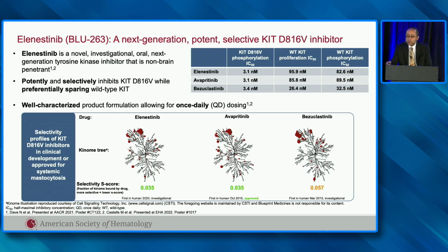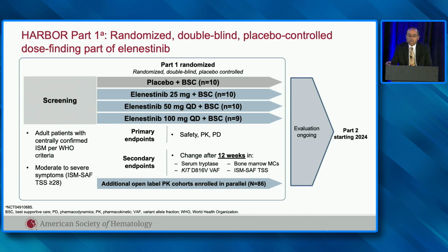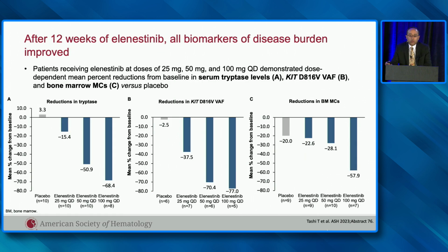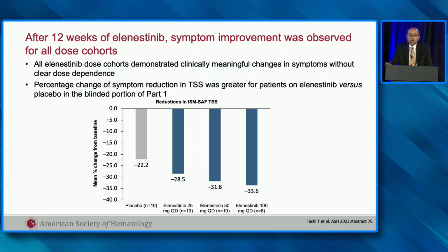I don't think we know those things yet, but this has been studied in indolent SM, and this is the part 1, just the dose-finding portion, and they saw essentially at all their doses, they saw reductions in tryptase, KIT variant allele fraction, and bone marrow mast cells. So again, those markers of disease burden, and they saw responses in the symptoms as well. And I will end there.